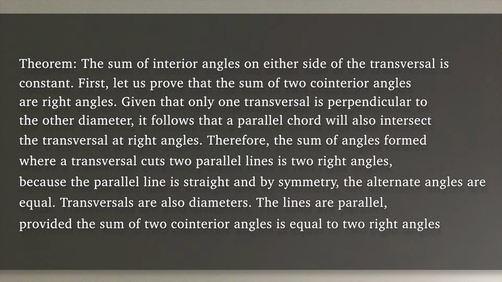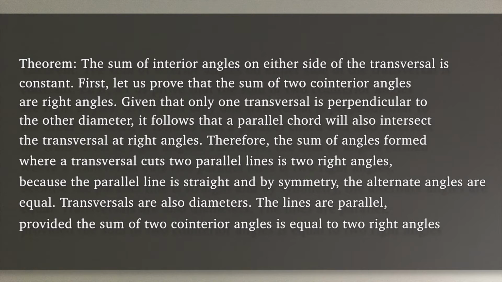First, let us prove that the sum of two cointerior angles is two right angles. Given that only one transversal is perpendicular to the other diameter, it follows that a parallel chord will also intersect the transversal at right angles. Therefore, the sum of angles formed where a transversal cuts two parallel lines is two right angles, because the parallel line is straight and, by symmetry, the alternate angles are equal.